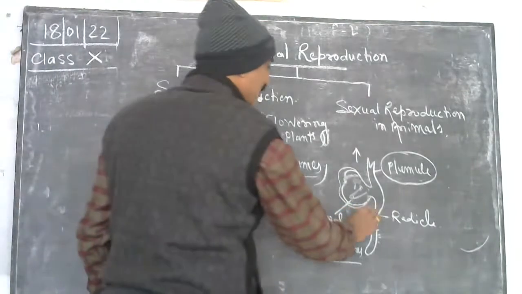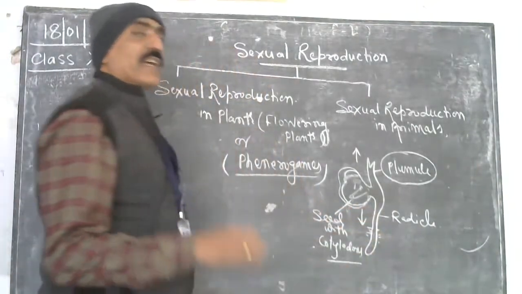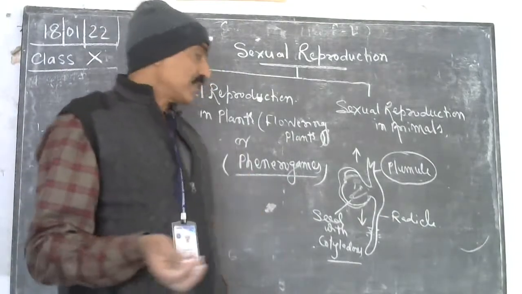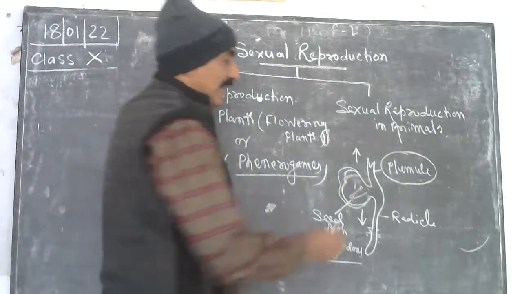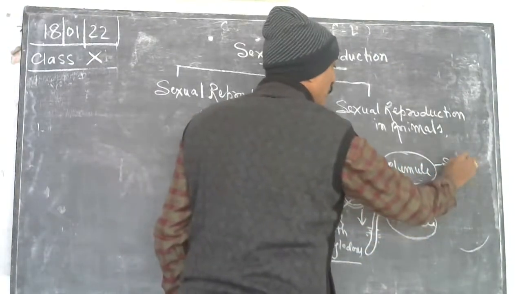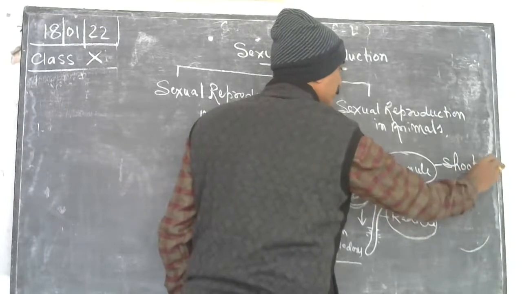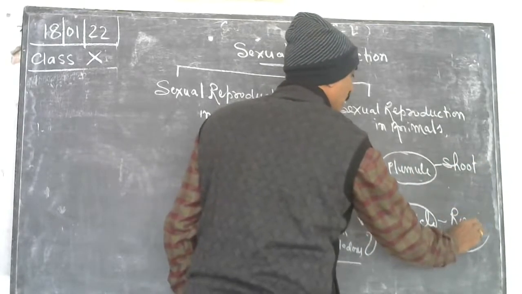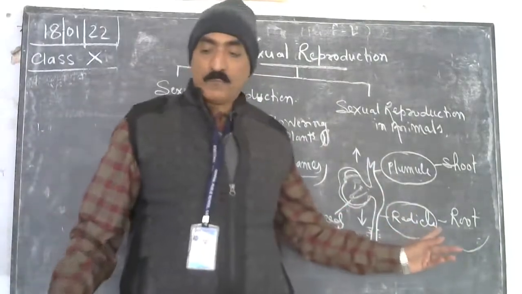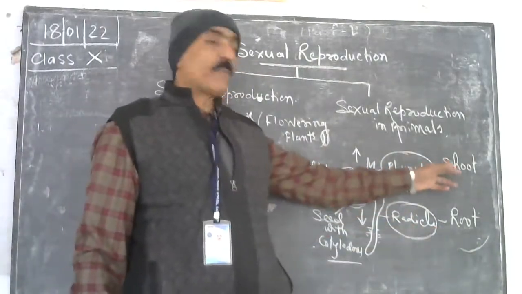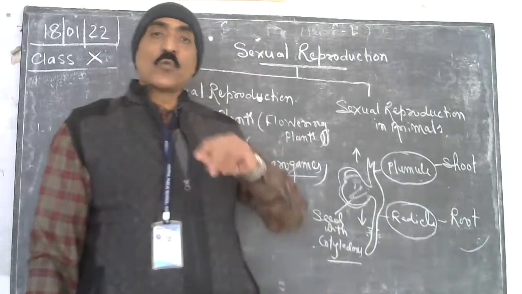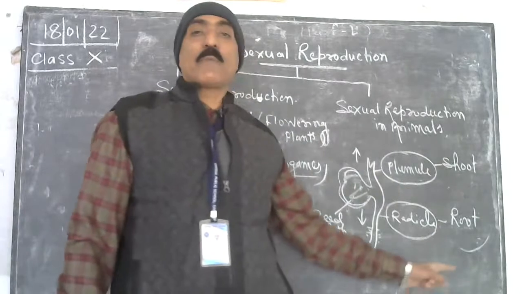और दूसरा जो descending portion है, that moves against the light towards the dark towards the earth, that is called radicle. And now this plumule produces shoot, and this radicle produces root. So after germination, plants obtain shoot and root. There are two systems in the development of the plant.